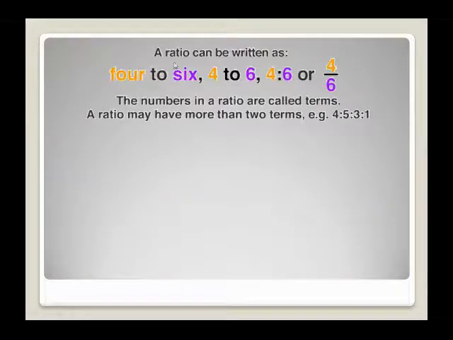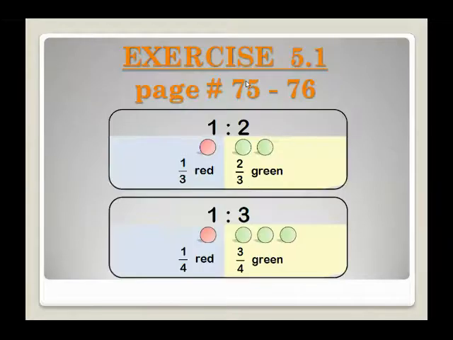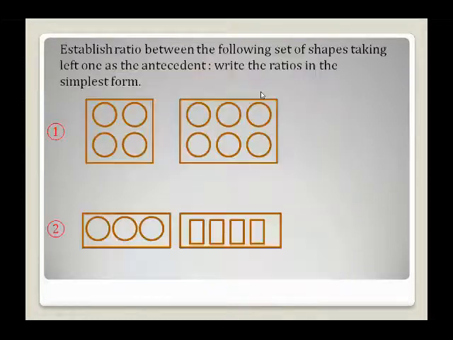Now, a ratio can be written as 4 to 6 in word form, 4 ratio 6 in number form, or in a fraction form 4 upon 6. The numbers in a ratio are called terms. A ratio may have more than two terms, for example, 4 ratio 5, ratio 3, and ratio 1. Now, 4 ratio 6, okay, this side of the ratio is called antecedent, and another side of the ratio is called the consequent. Now, here we start the exercise number 5.1 on the page number 75 to 76.